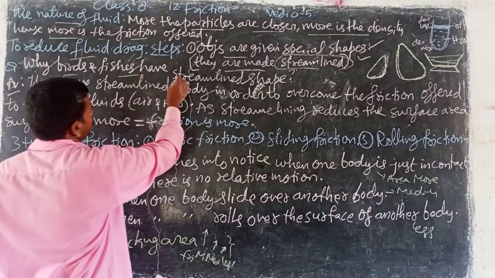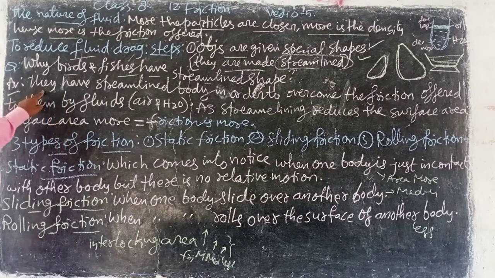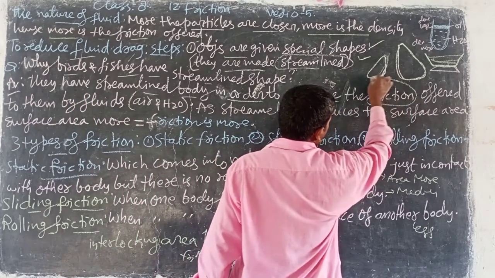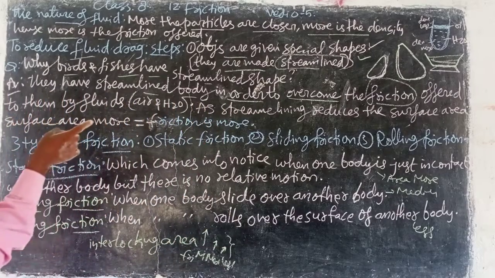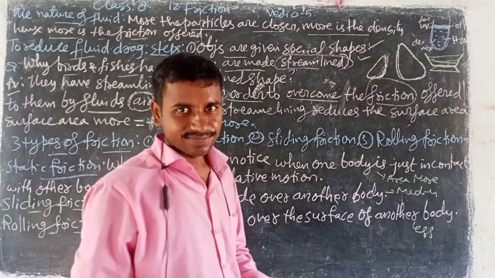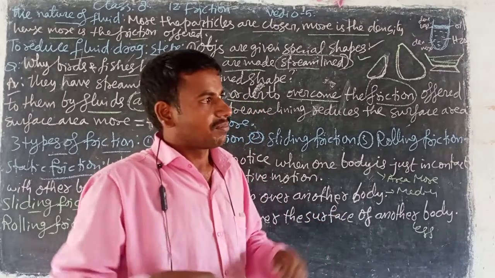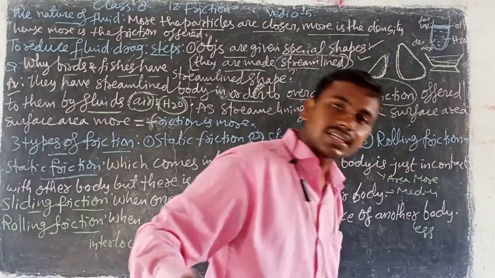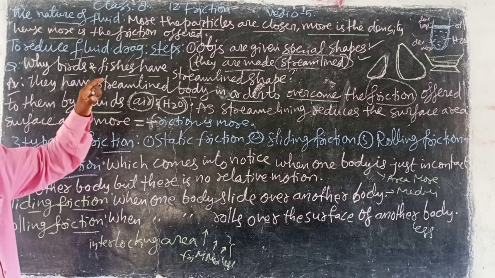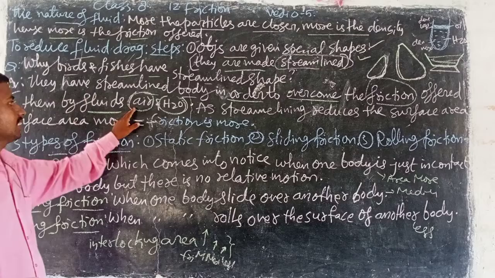Why do birds and fishes have a streamlined shape? Because they have streamlined their body in order to overcome the friction which is offered to them by fluids, either gas or water. Ducks, some birds are there in water. They will go with speed because their body structure is streamlined. Many birds are in air. They also will go with speed because their body structure is streamlined. That is the meaning here. Birds have that streamlined structure to overcome the friction which is offered by air or water.